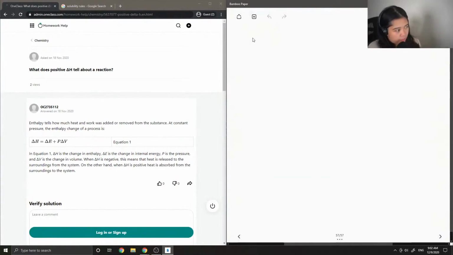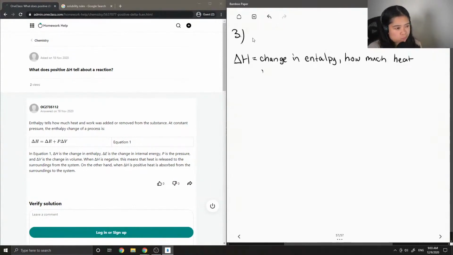Okay, so question number 3. What does a positive delta H tell us about a reaction? Okay, so delta H is the change in enthalpy. So this is how much heat and work was added or removed from the substance.